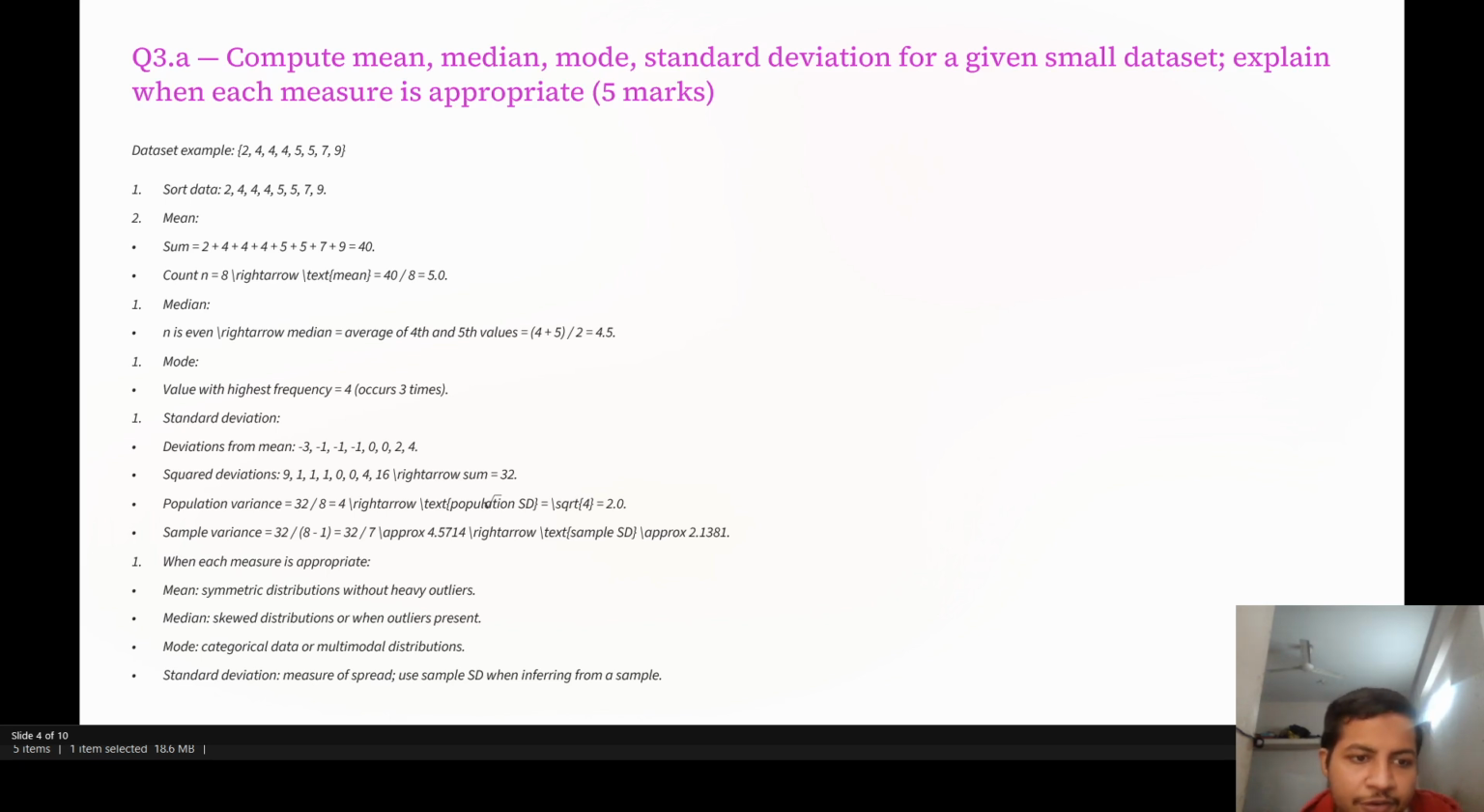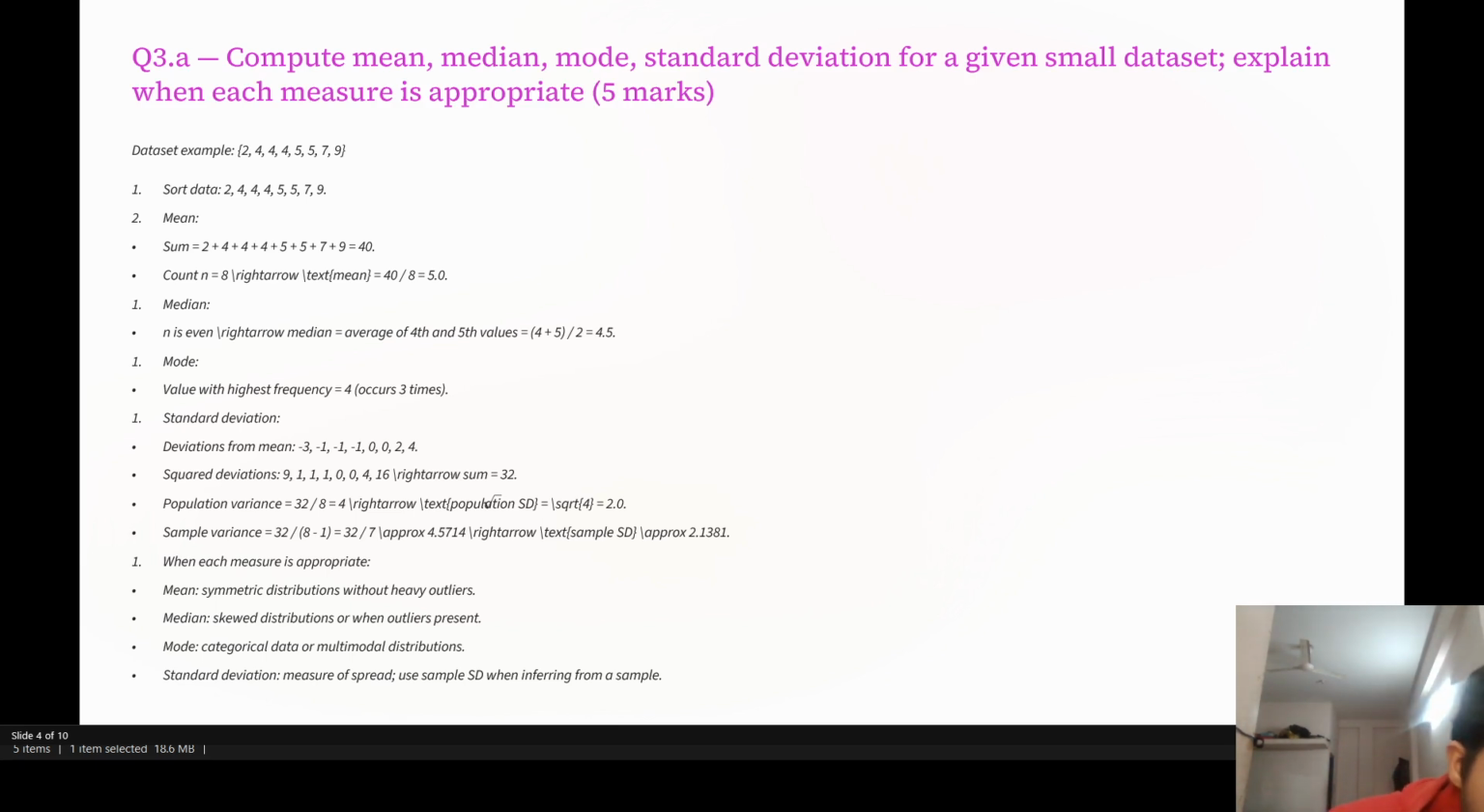Now talking about standard deviation, we have the deviation from the mean that we had calculated: -3, -1, -1, 0, and so on. Now we square all the deviations: 9, 1, 1, 1, 0, 4, 16. Now we calculate the population variance, which will be 32 by 8, and then we take its square root, which gives 2.0. Now the sample variance will be 32 divided by 8 minus 1, that is 7, so it is approximately 4.571, and the standard deviation is approximately the square root of 4.571, which is 2.138.